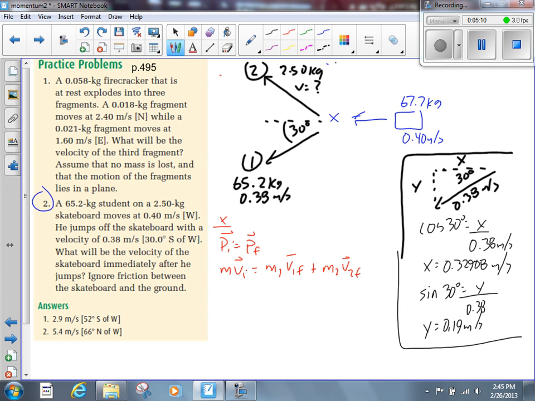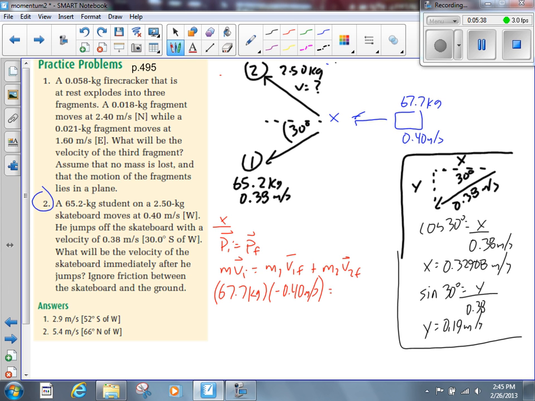Total mass before the collision is 67.7 kilograms. VI is negative 0.40 meters per second, negative because it's to the left. Why is the entire thing 0.4? Put it in for the x component here. It's all on the x-axis. How much of that 0.4 is on the y-axis? 0. So let's put all of it on the x. Good.